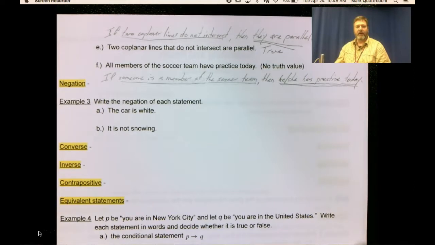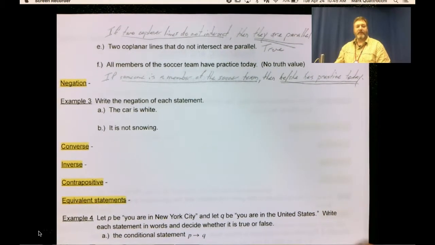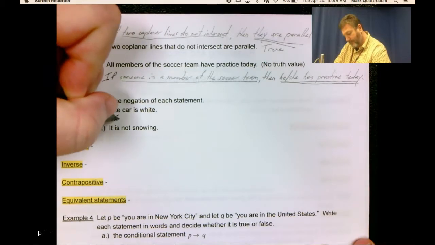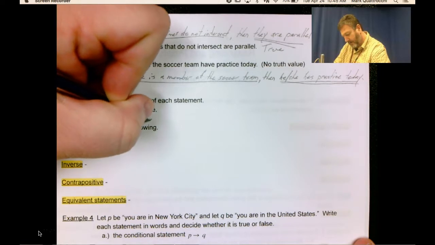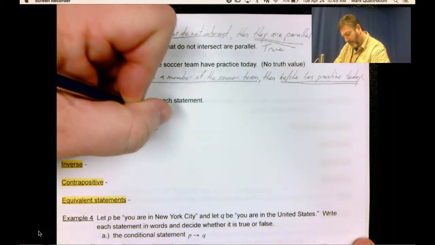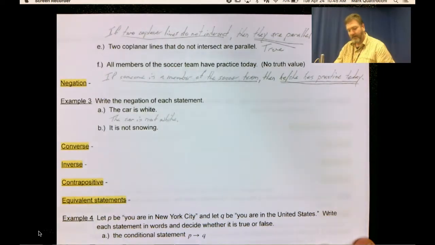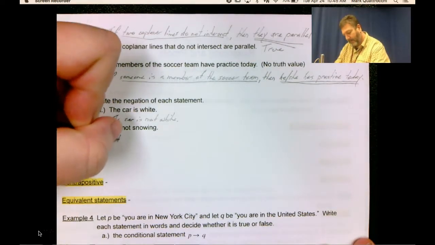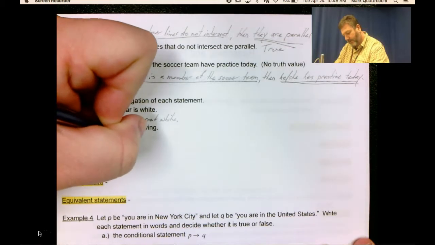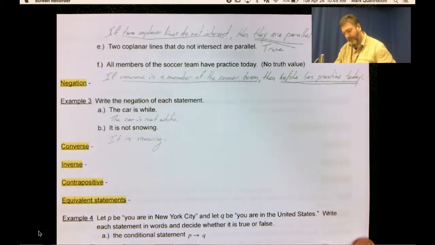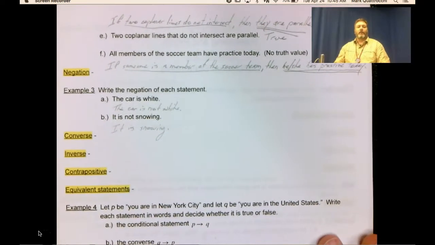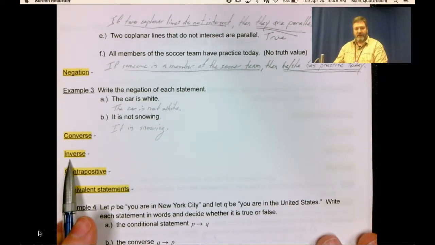Alright, example 3. Write the negation of each statement. The car is white. The car is not white. It is not snowing. It is snowing. Alright, we use negation to write the inverses.